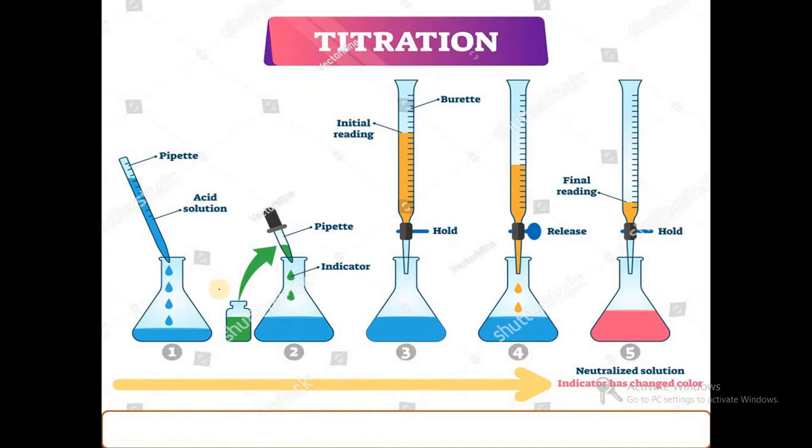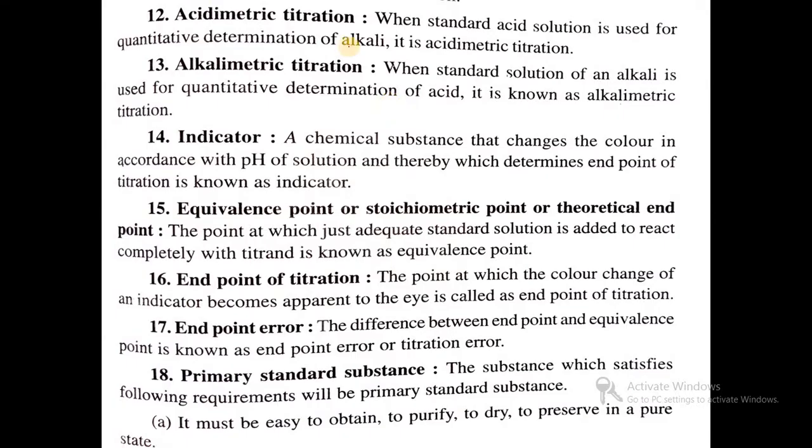Then titration, this is the procedure. First we take the acid solution into the conical flask, then we add an indicator, then by using a burette we are adding the base solution into the acid solution, and after addition we get the end point, that is here blue to colorless. The indicator has changed the color by adding the burette solution. So this is the procedure of titration, and at the proper end point the color change will occur.